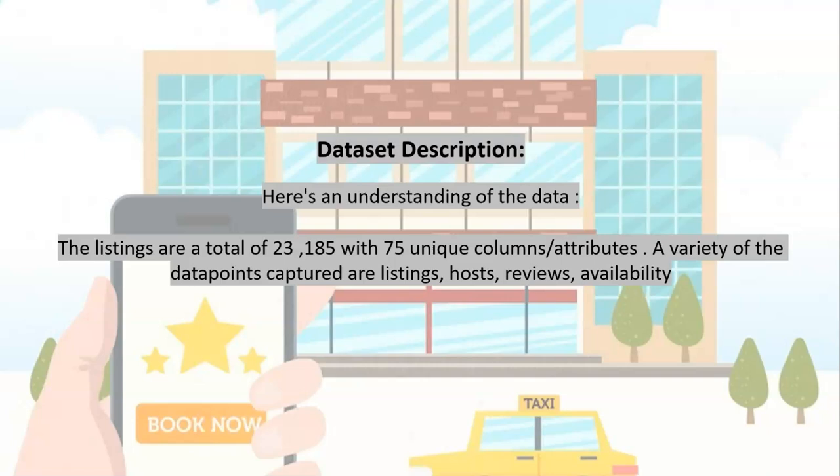The dataset description. In the entire hotel aggregator dataset, there are in total 23,185 listings with 75 unique columns or attributes. A variety of data points captured are listings, host, reviews, availability, etc.